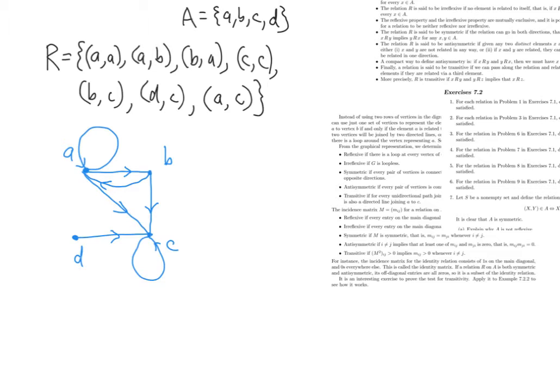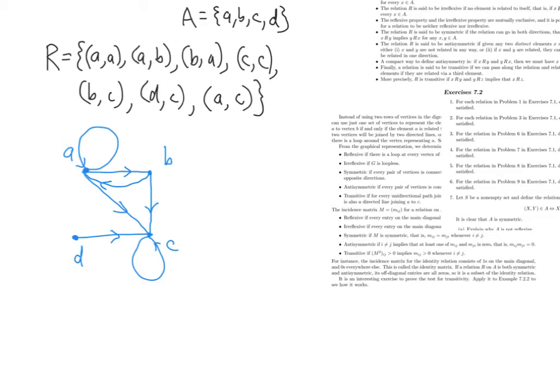What about antisymmetric? Antisymmetric says if AB and BA are in the relation, then A equals B. Well, from this diagram, we can conclude that A is not equal to B. They're viewed as distinct elements. So this alone tells us that the relation is not antisymmetric.